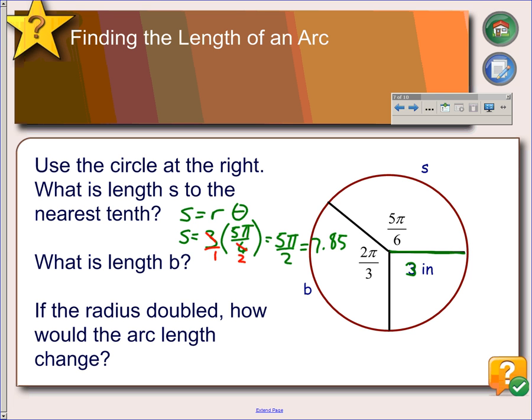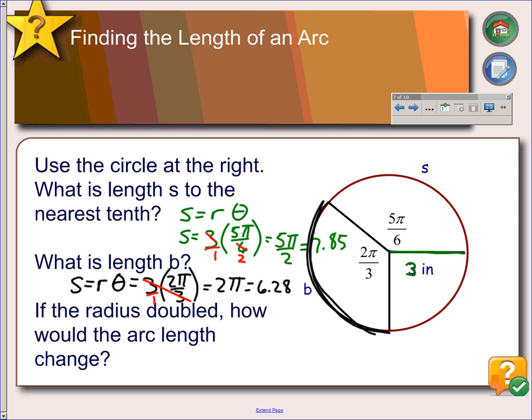Okay, if we wanted to find the length of B, this other arc out here, we'd do the same thing. Using our formula, S equals r theta. R is still 3. This time theta is 2 pi/3. So using our knowledge of fractions, we know the 3's will cancel, and we get 2 pi. If you calculate this, this gives you 3.14 times 2, which would be 6.28 inches.